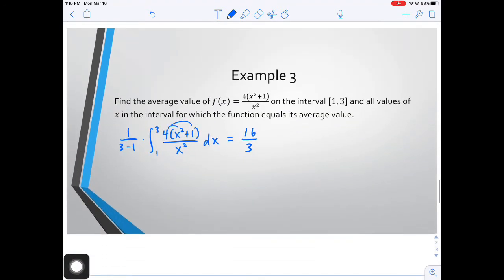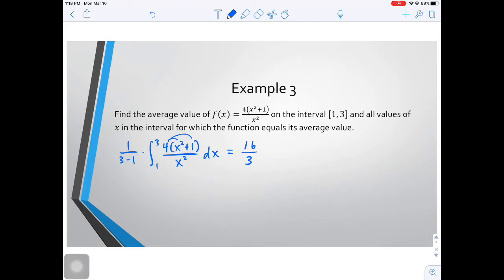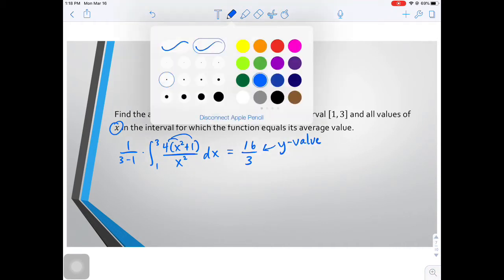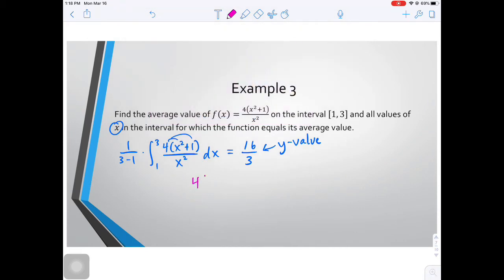But now we want to find the x, or c, in the interval that equals this. This right here is a y value, and we want to find what x value equals that. So we are going to take our function, 4 times x squared plus 1 over x squared, and we're going to set it equal to 16 thirds. I'm going to cross multiply. So 16 times x squared is just 16x squared equals 3 times 4 is 12 times the quantity x squared plus 1.